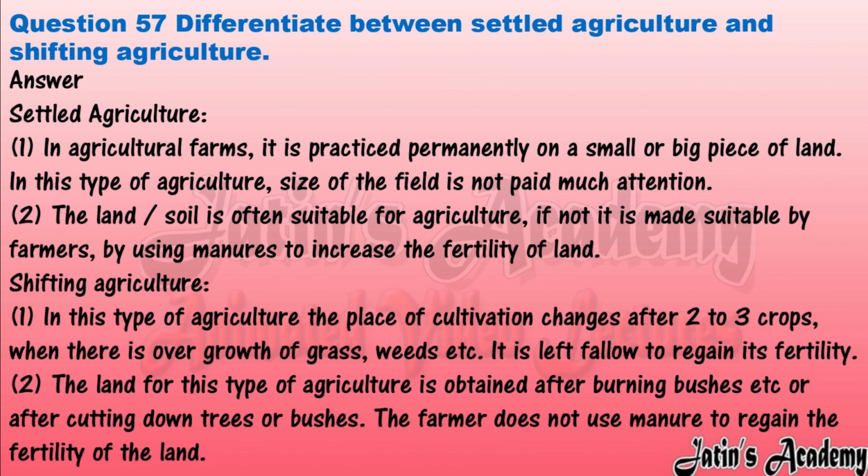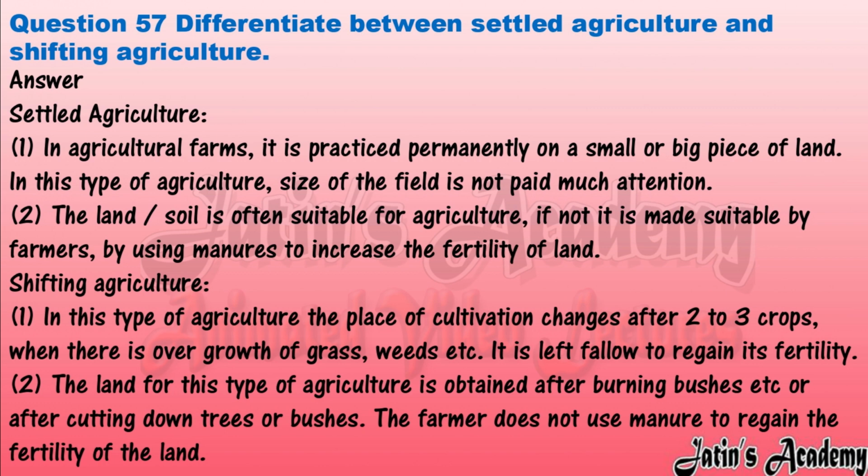Question 57. Differentiate between settled agriculture and shifting agriculture. Answer. Settled agriculture. 1. In agricultural farms, it is practiced permanently on a small or big piece of land. In this type of agriculture, the size of the field is not paid much attention. 2. The land or soil is often suitable for agriculture. If not, it is made suitable by farmers by using manures to increase the fertility of land.